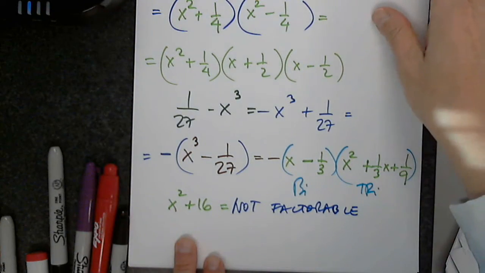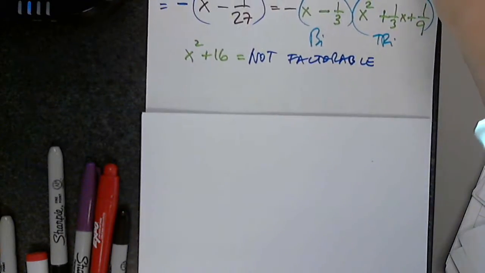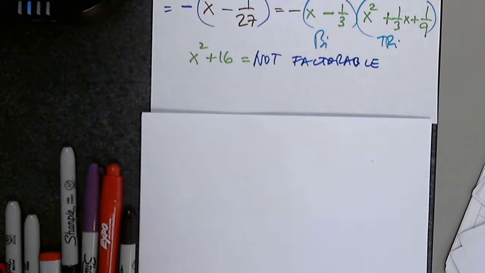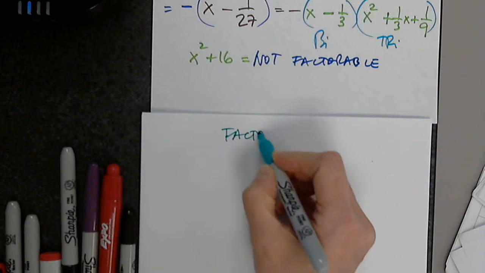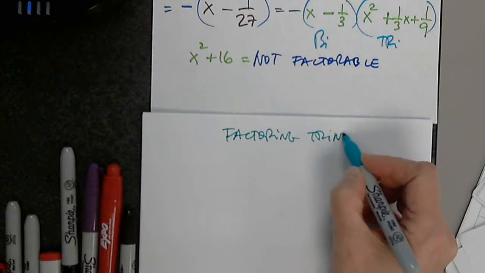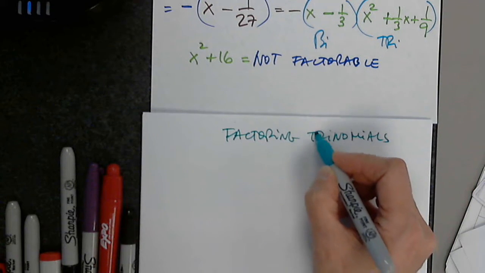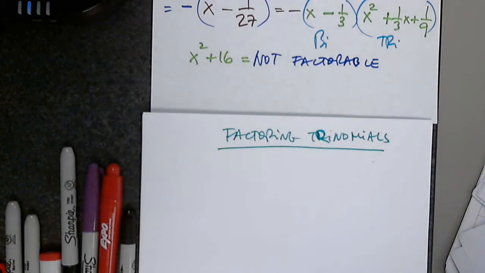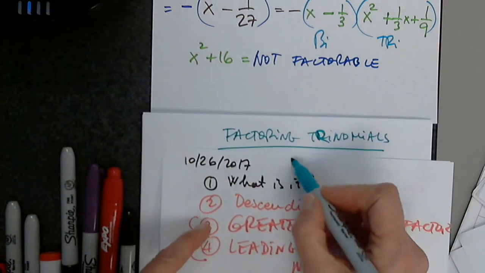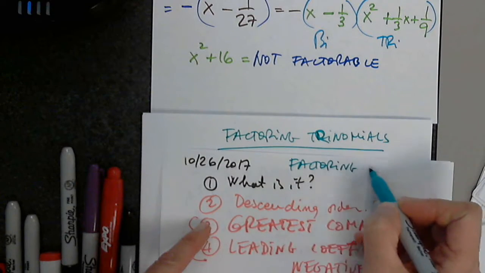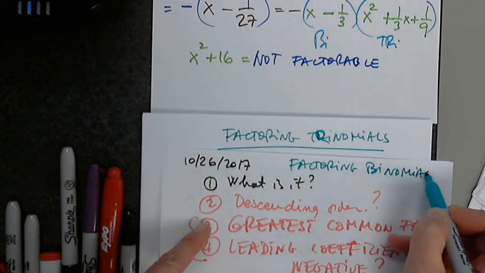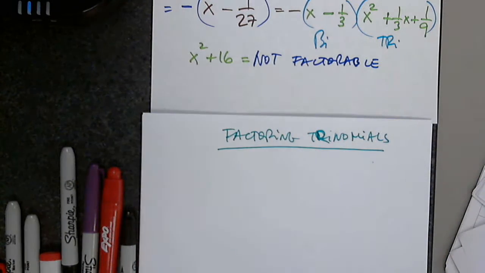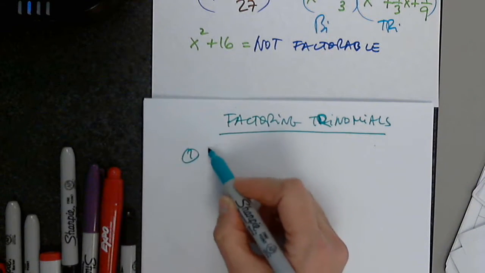Good. So now let's move on to factoring trinomials. The strategy is the same, but I will write it again. So factoring trinomials. So this one here was factoring binomials. We only looked at how to factor when we are given 2 terms. Now we're going to look at how to factor when we are given 3 terms. Perfect. First step, what is it?